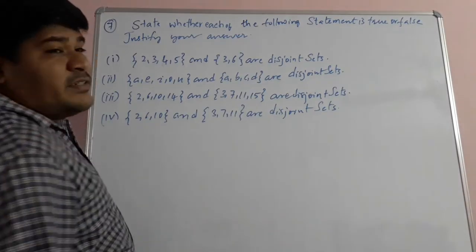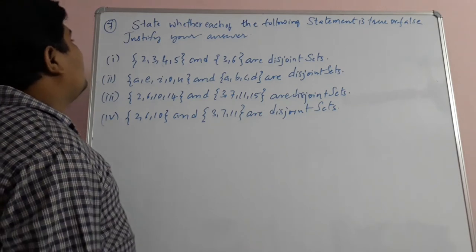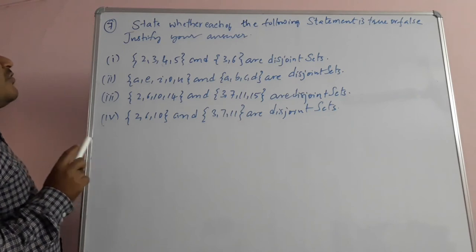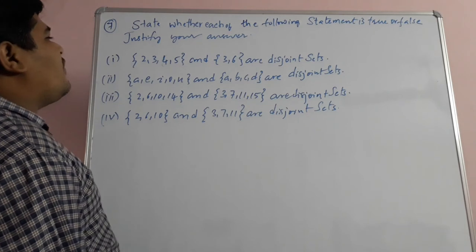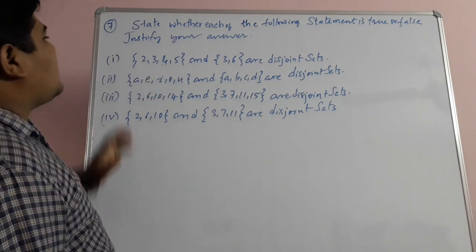Children, now let's see problem number 7, and this is the last problem of exercise 2.2 in sets chapter. State whether each of the following statement is true or false. Justify your answer. 2, 3, 4, 5 and 3, 6. So these two sets are disjoint sets.